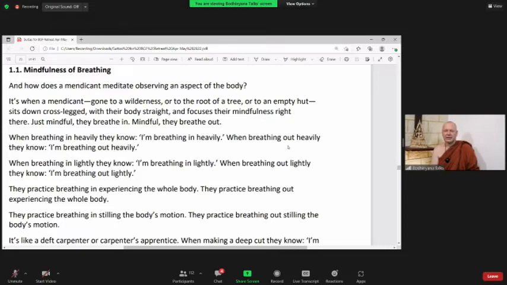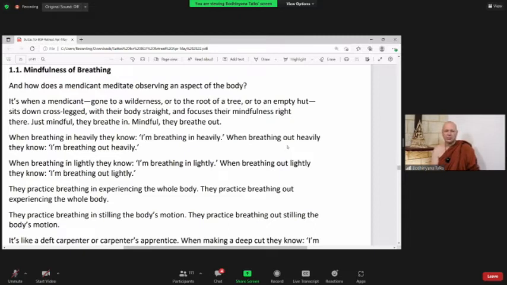It is when a mendicant gone to the wilderness or to the foot of a tree or to an empty hut sits down cross-legged with a body straight and focuses their mindfulness right there. Just mindful, they breathe in. Mindful, they breathe out. When breathing in heavily, they know I am breathing in heavily. When breathing out heavily, they know I am breathing out heavily. When breathing in lightly, they know I'm breathing in lightly. When breathing out lightly, they know I am breathing out lightly.